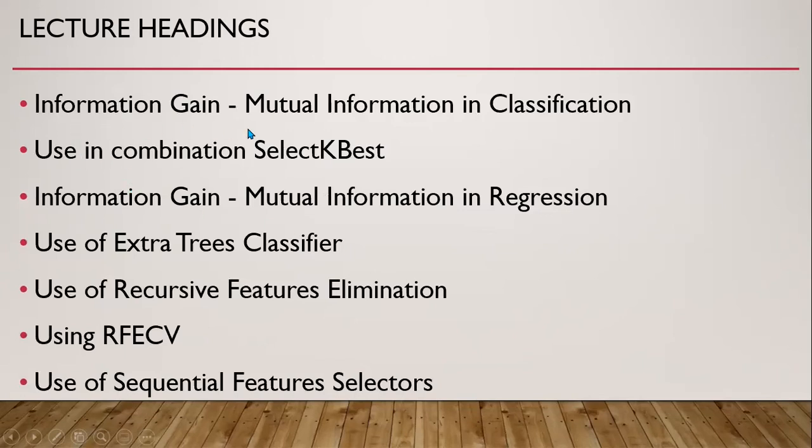Then I'll talk about information gain, mutual information in classification problem. And I'll use this in combination with SelectKBest. I will not talk about information gain, that is mutual information, in regression problem. Then I'll talk about use of extra tree classifier.